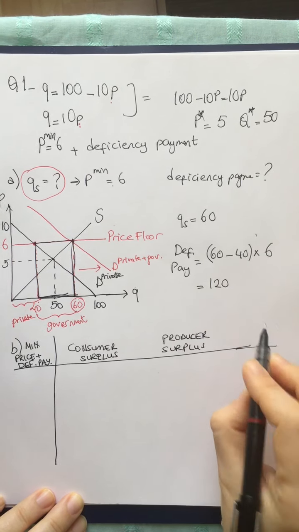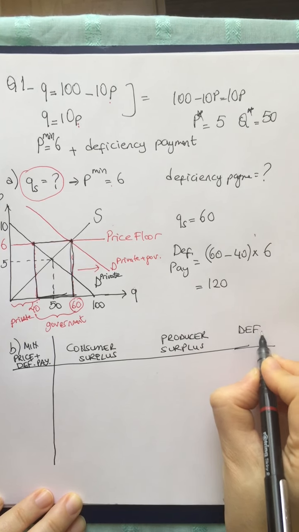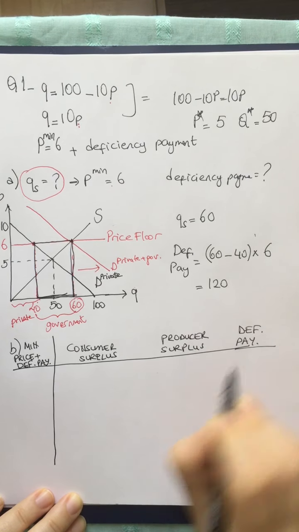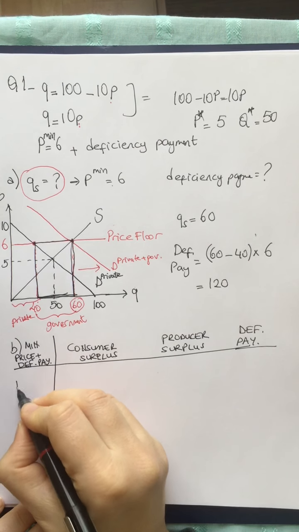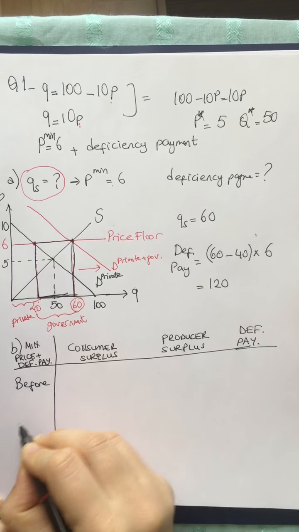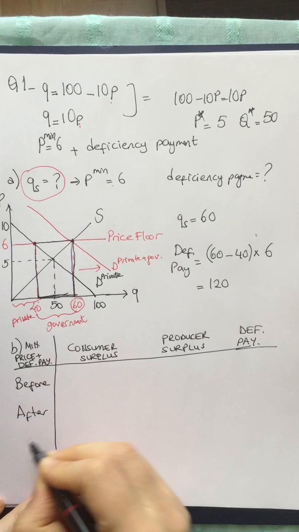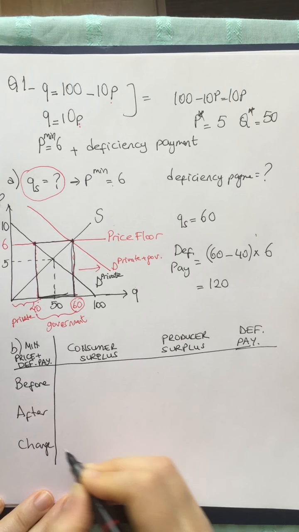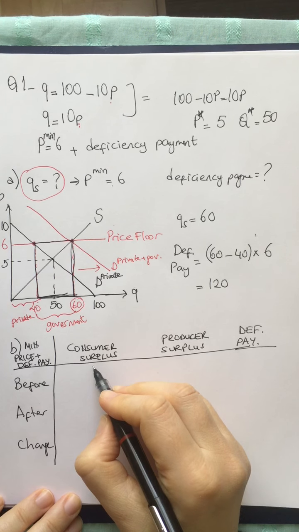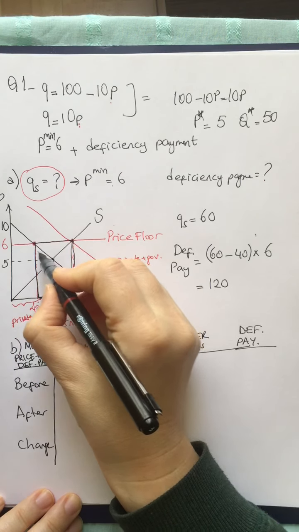And here we can put deficiency payment of the government. Before the policy, after the policy, and change. The consumer surplus was before the area above the equilibrium price.